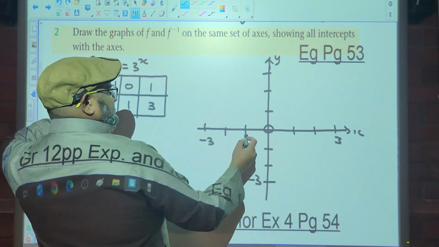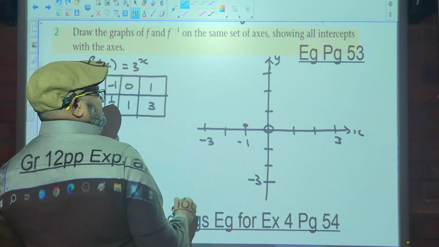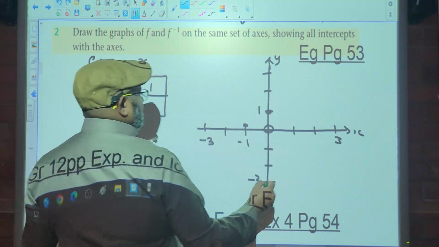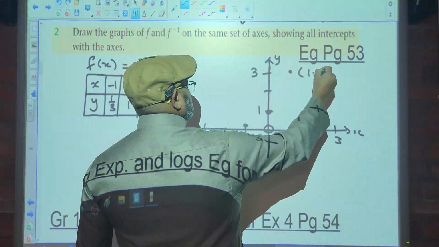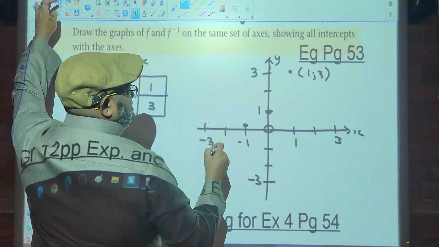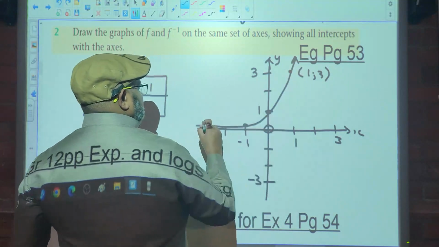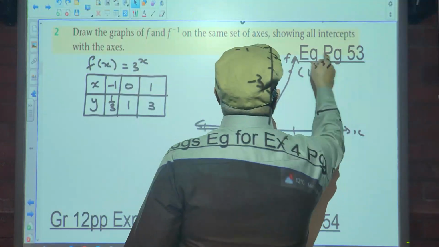Alright, so negative 1 is worth a third. So a third is approximately there. 0 and 1 is there. And 1 and 3, of course. As we know, this is an asymptote here. The graph comes close, but doesn't touch. That is the graph of f of x.